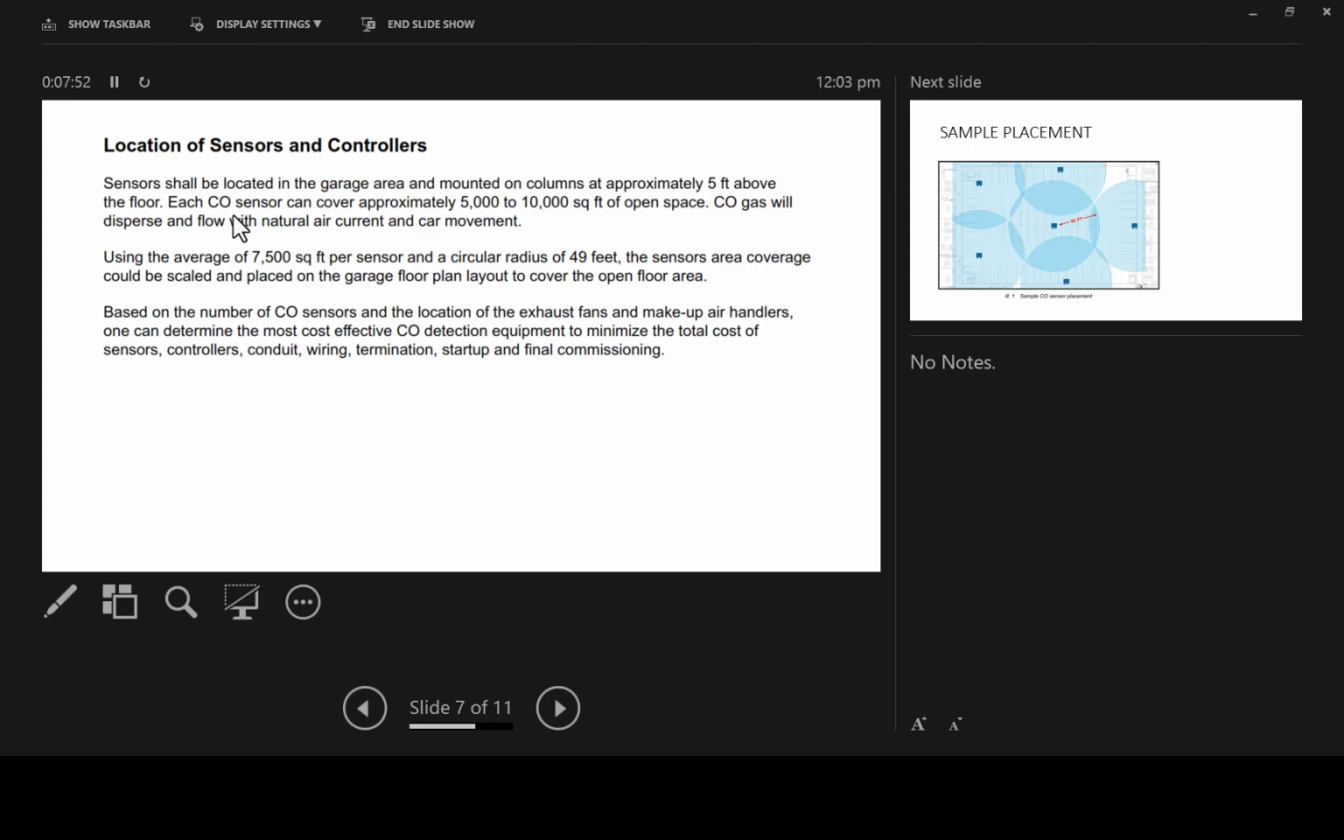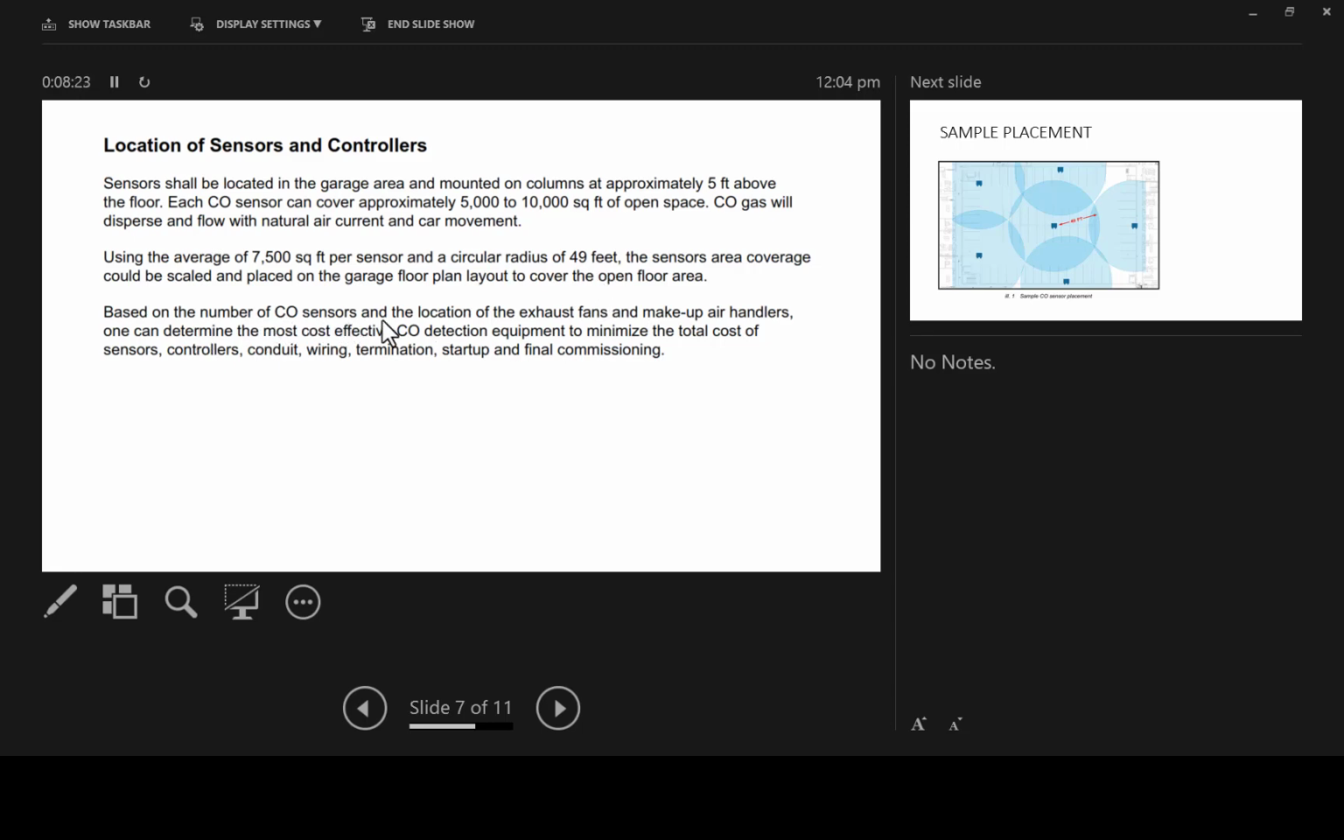I will summarize these. You need a CO sensor for approximately 5 to 10,000 square feet, which means you need a sensor at a radius of 49 to 50 feet. It depends on different manufacturers' radius. So this is the basic, the 49 feet. Some carbon monoxide sensors cover more than a 50 feet radius. Some are less. So this is the optimum value we always consider in our design.